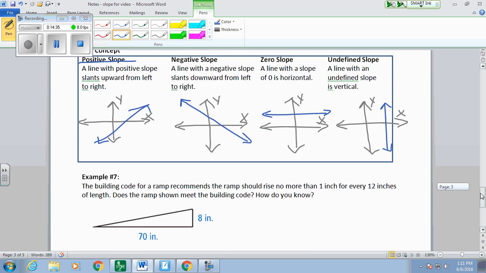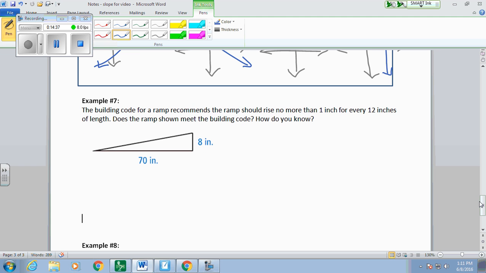Number 7, at first, just by looking at the diagram, you're saying they are only giving us 70 inches and 8 inches. Also, they're not giving us a graph, so it almost looks like there's not enough information. Well, let's start by reading the question first. Number 7 says the building code for a ramp recommends the ramp should rise no more than 1 inch for every 12 inches of length. Definitely think about that for handicap ramps. You don't want the wheelchairs to be going down a really sharp, steep decline because then they would just go rolling off. So does the ramp shown meet the building code?